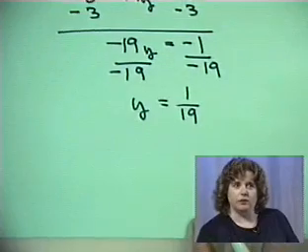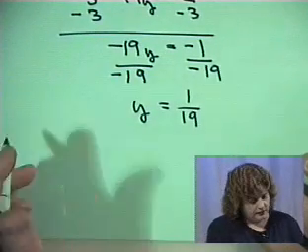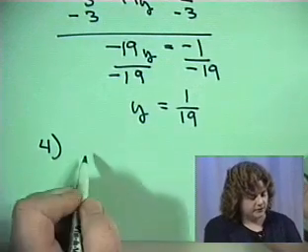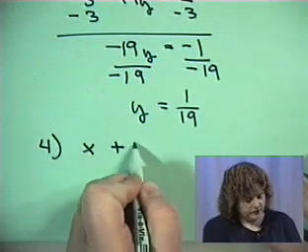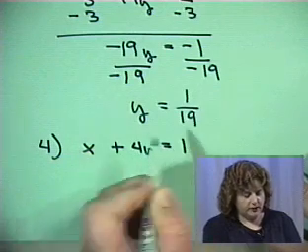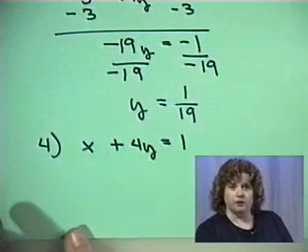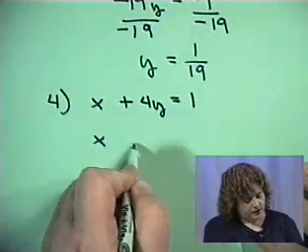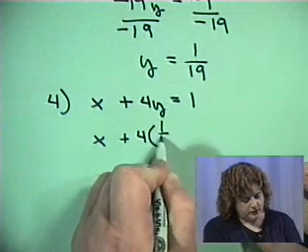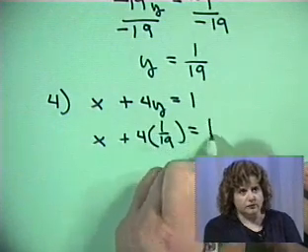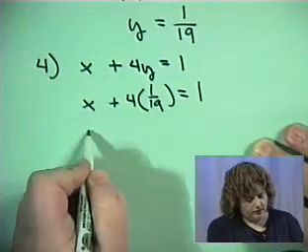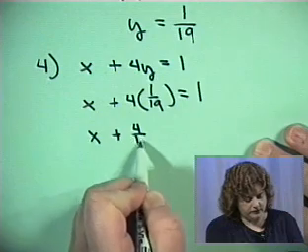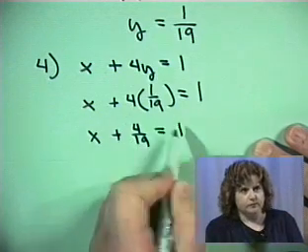We need to solve now for the other variable, x. And again, I'm going to choose the simpler looking equation, x plus 4y equals 1. And everywhere I see a y, I'll put in the 1/19. So, x plus 4 times 1/19 is equal to 1. Well, we can just do this multiplication very quickly. That's simply 4/19 is equal to 1.